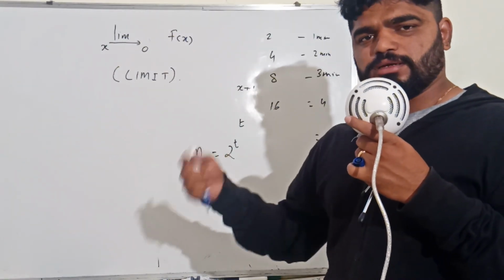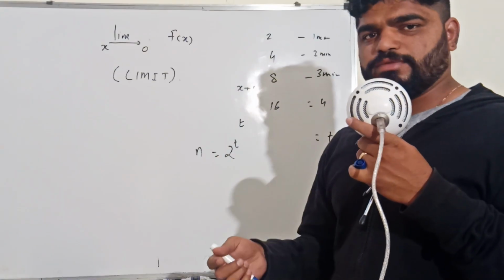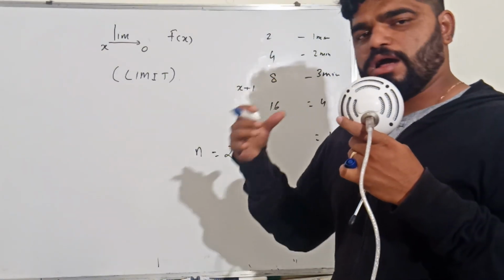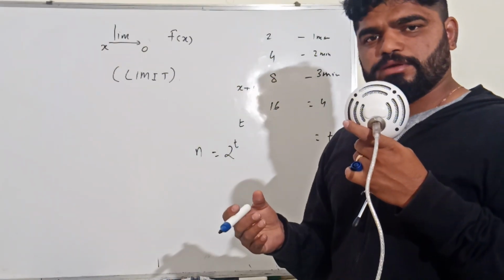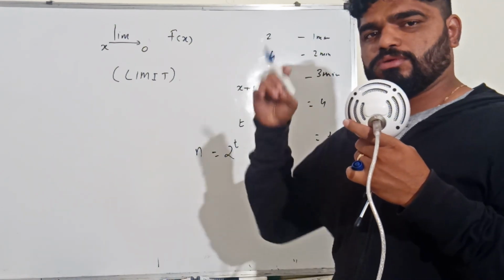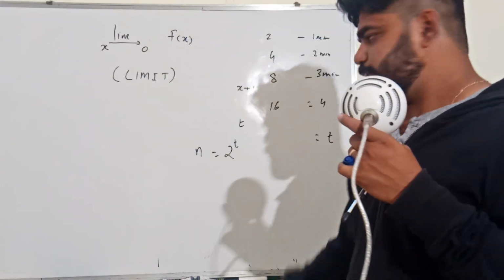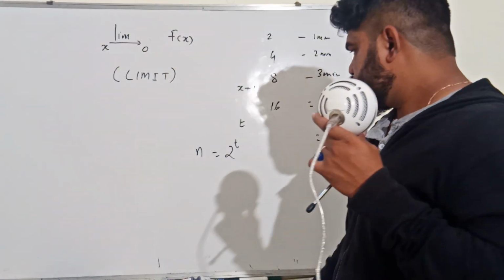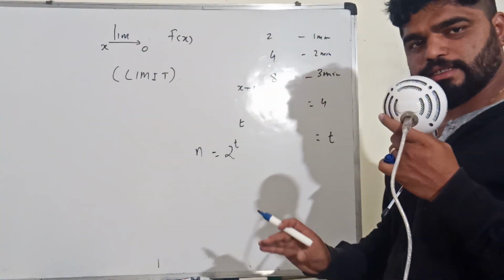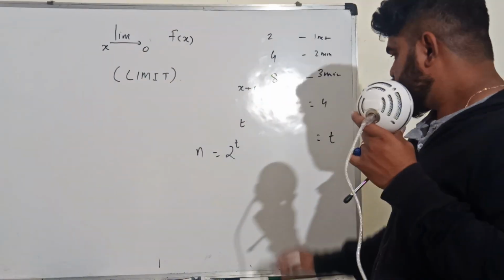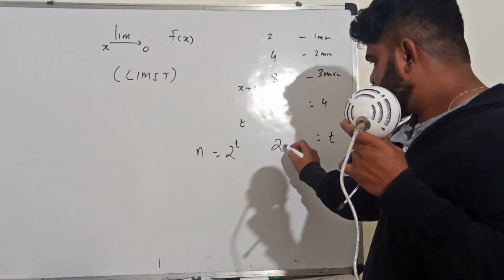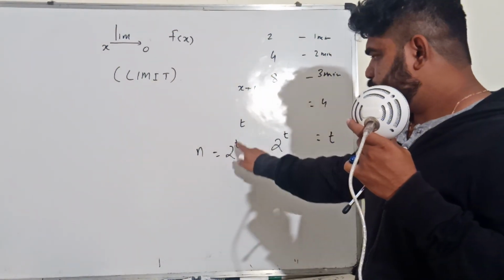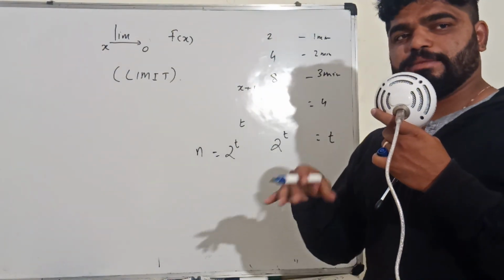I don't want to find out every minute. If I think of how much bacteria I am going to get after 100 minutes, I just want an equation where I put t equal to 100 and get the answer directly. Such types of relations are known as functions. See here, if I write 2 raised to t, will it be correct? Number of bacteria is n, and 2 raised to t is the number of bacteria after time t.